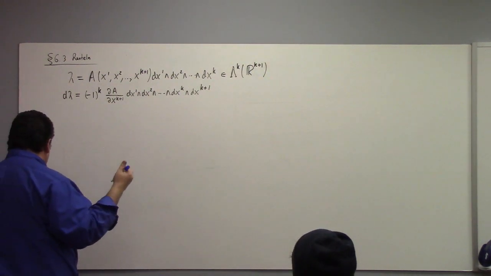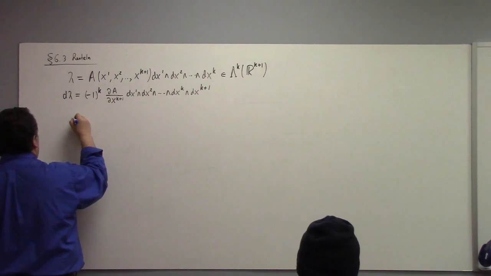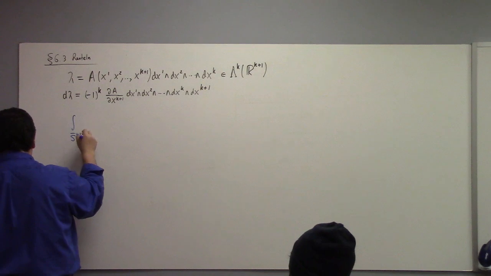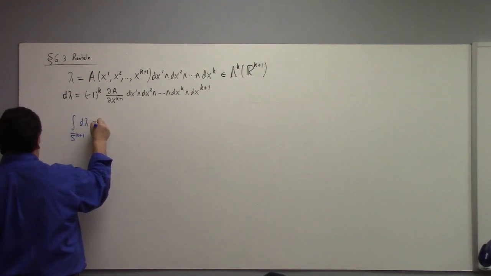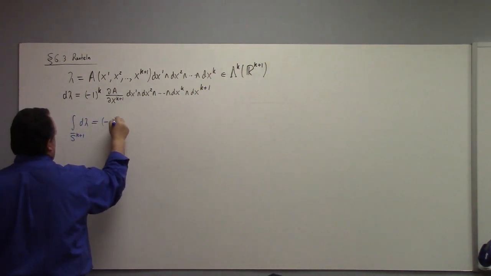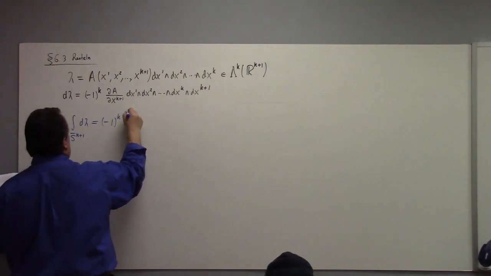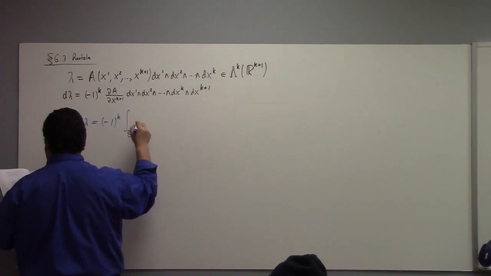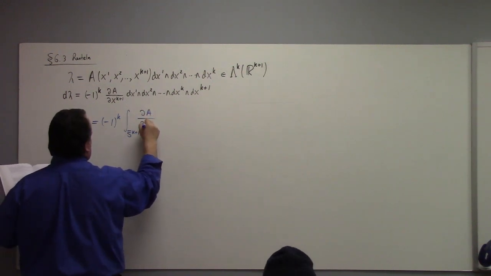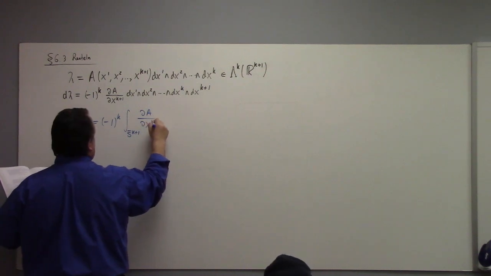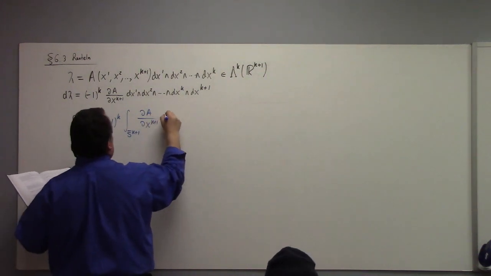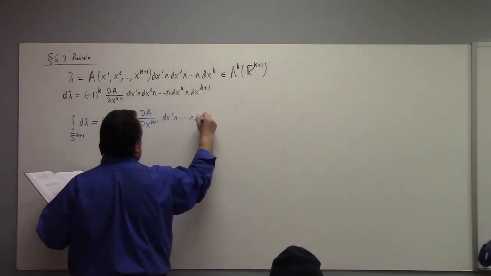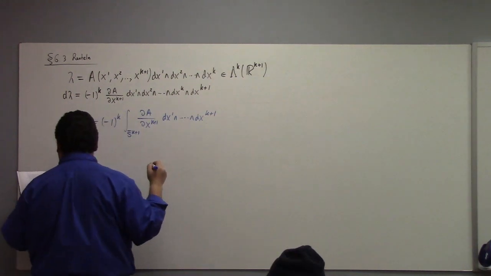Now, all right, so here we go. The integral over the standard k plus 1 simplex of d lambda is equal to (-1)^k times the integral over the standard k plus 1 simplex of partial a over partial x_{k+1}, dx1 wedge dots wedge dx_{k+1}.